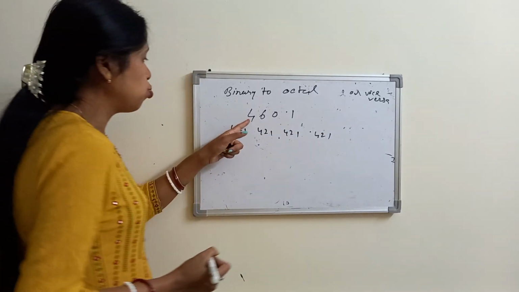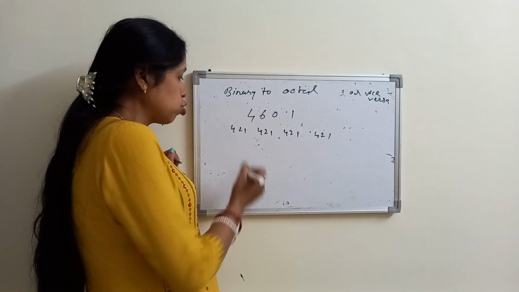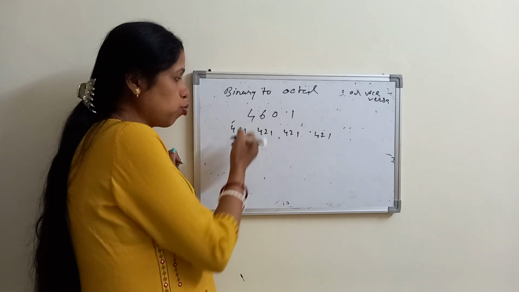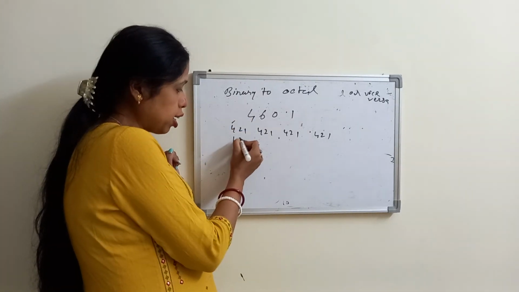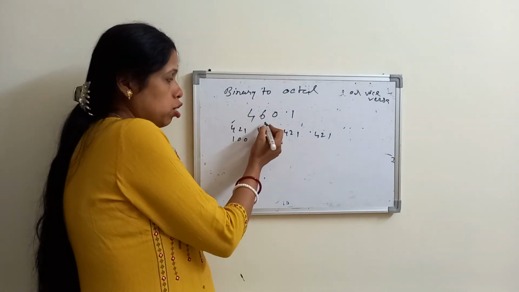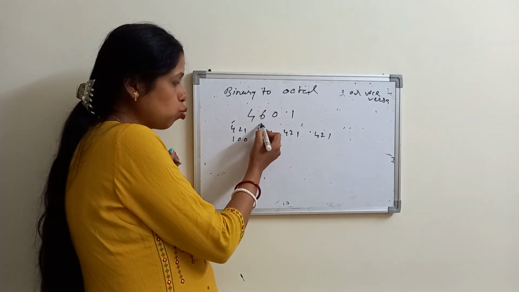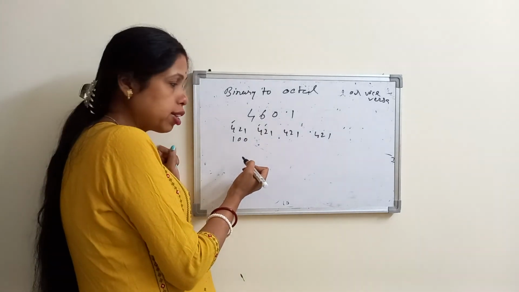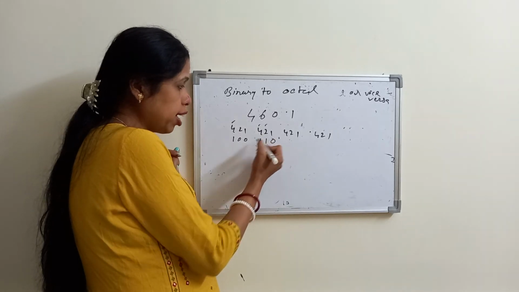So from 4 2 1, how will we get 4? If you only choose 4, you will get 4 from the 4 2 1. So below this 4 you have to put 1 and the other bits should be 0. From 4 2 1, how will we get 6? If you choose 4 and 2 and add both, then you will get 6, right? So here you put 1, here you put 1, and then 0.